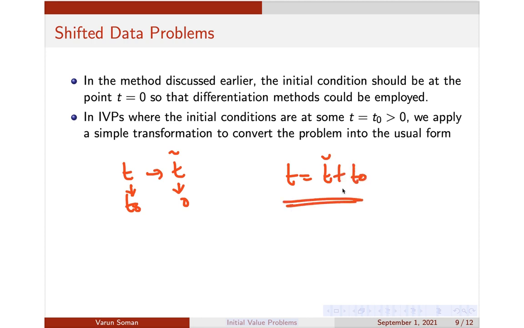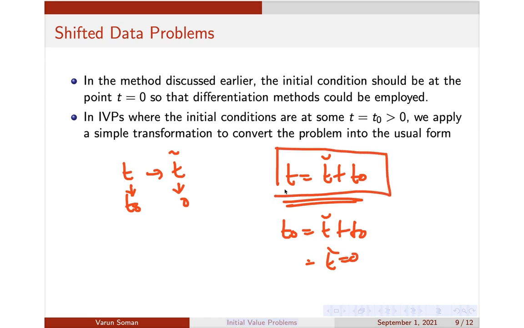Remember what will happen if your t is t naught. When t is t naught, you can see that your t tilde should be 0, right? So when t is t naught, we have t equal to t tilde plus t naught, so t tilde is equal to 0. So my substitution is this one. Don't forget, this is very important. I'll substitute t is equal to t tilde plus t naught.